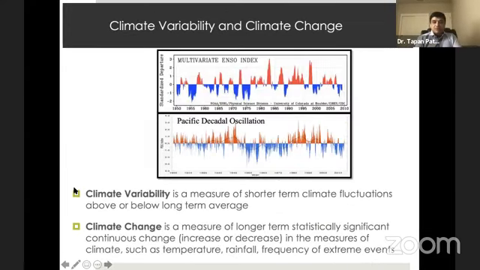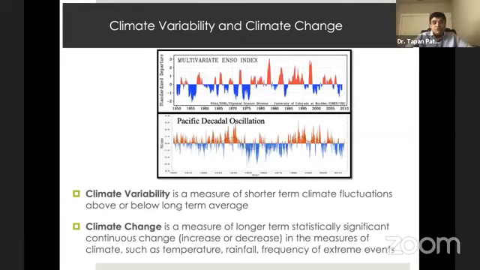So let's get to a little bit of the basics. I want to distinguish climate variability and climate change. We talk about both climate variability and climate change quite a lot in applied climate science. Climate variability is a measure of short-term fluctuation in climate, above or below the average value, and in climate science this average is roughly defined as a 30-year average, right? And that fluctuation is still a very short-term fluctuation.